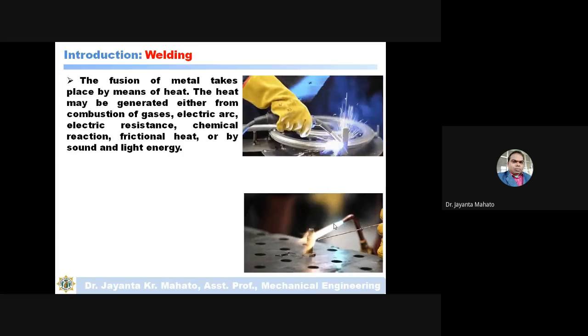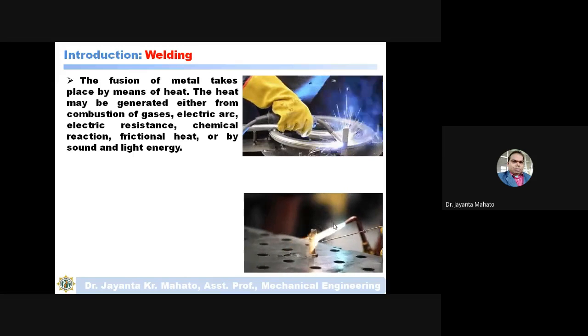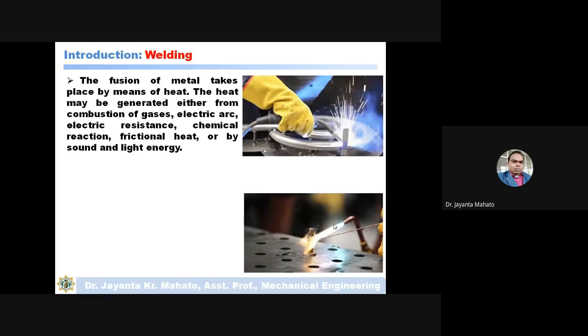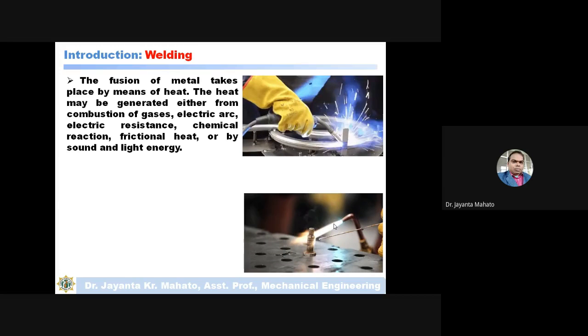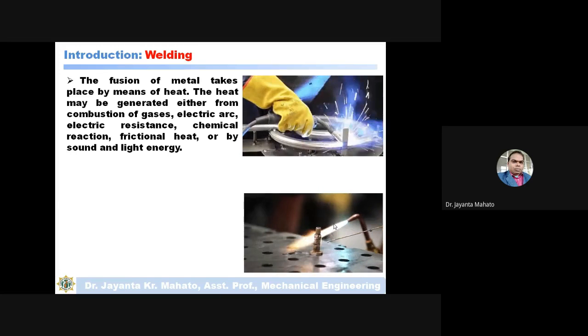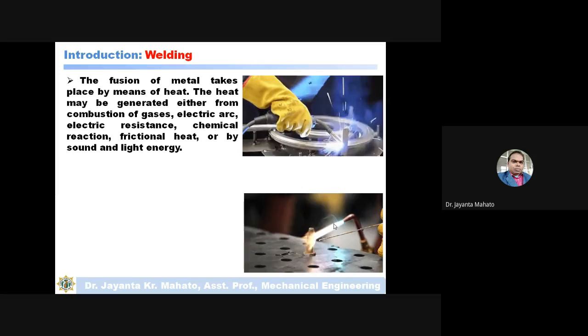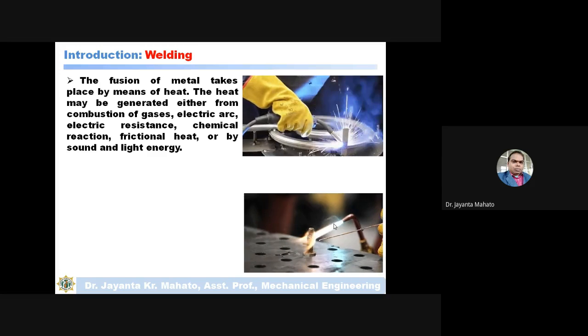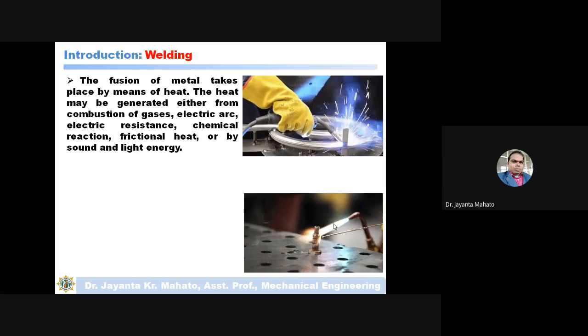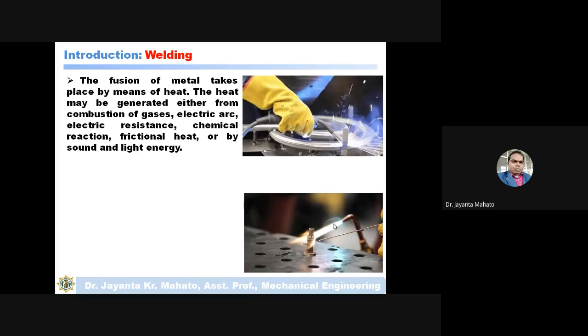The fusion of metal takes place by means of heat, due to the heating. So this heating at the weld zone can be supplied by means of gas, or by creating electric resistance, or by supplying gases like oxygen and acetylene, so the oxyacetylene welding process, or by supplying the electrodes.